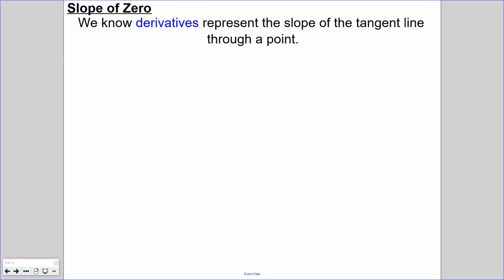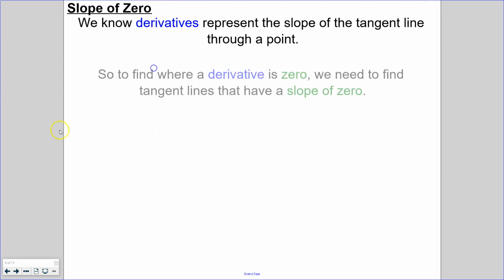Alright, so let's talk about this whole slope of 0 concept. Well, we know that the derivative represents the slope of a tangent line through a point. So in order to find where a derivative is 0, we're going to need to find tangent lines that have a slope of 0.